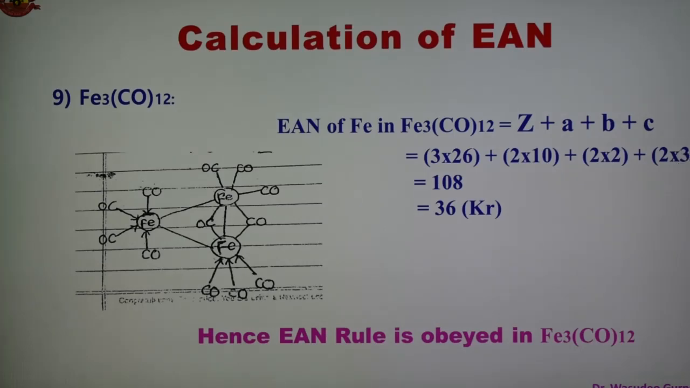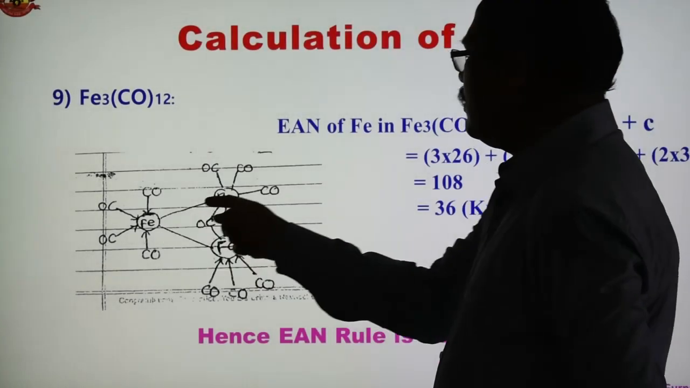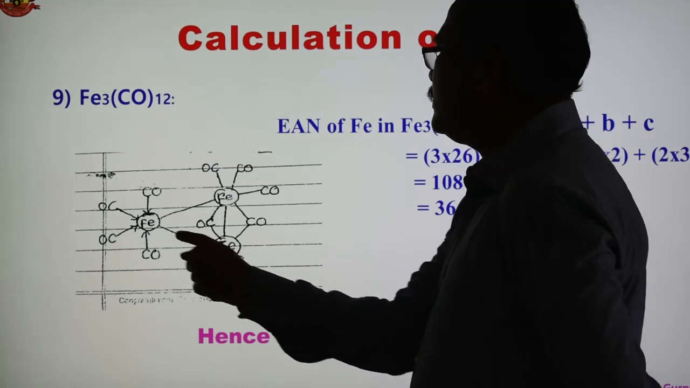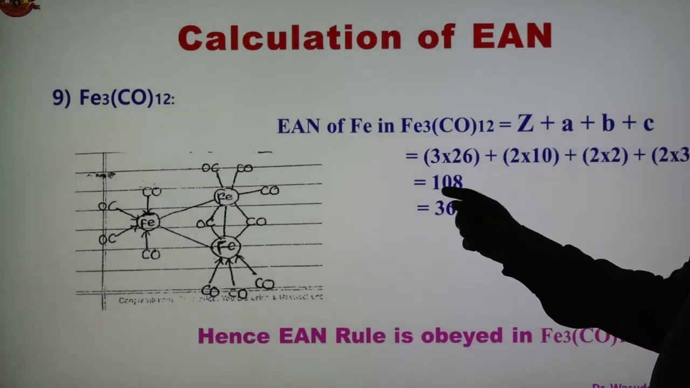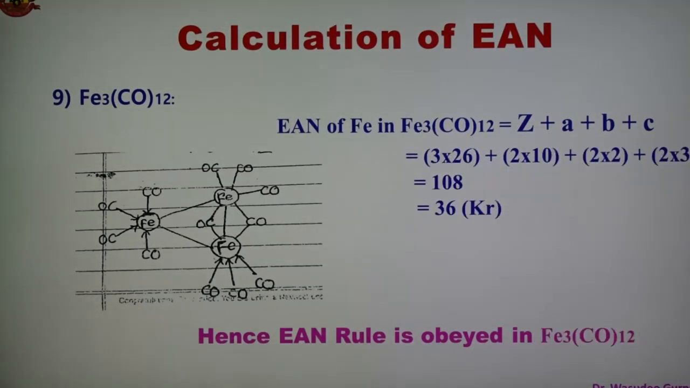Metal bonds are 3. This is first, this is second and this is third. So 3 metal bonds are there, so 2 into 3. The total of all this is coming 108, and divided by 3, because 3 metals are here, Fe3. So 108 divided by 3, the answer is 36, and it is the atomic number of krypton. And we can say that this metal carbonyl also obeys the EAN rule.